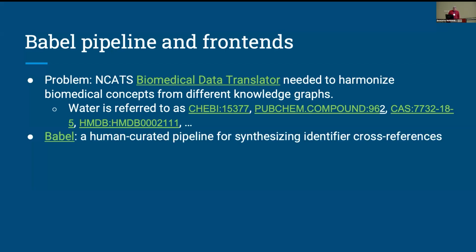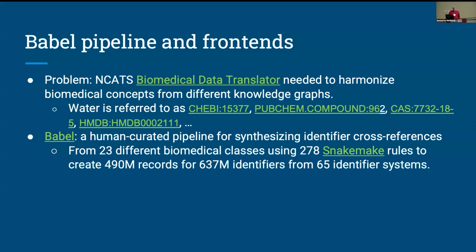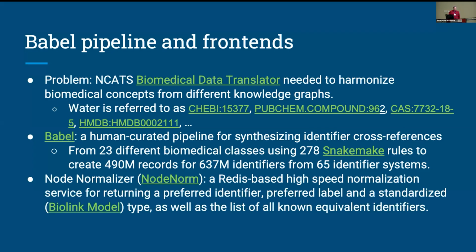So Babel is a human-curated pipeline for synthesizing these identifier cross-references. It generates outputs for up to 23 different biomedical classes. I'll show you a breakdown of that in just a second, using 278 Snakemake rules to create 490 million records for 637 million identifiers, which it brings in from 65 different identifier sources. So the data that's coming out of this is pretty big.